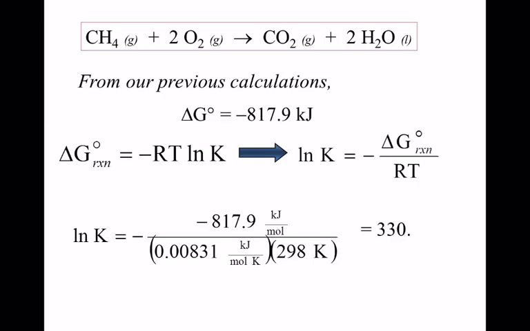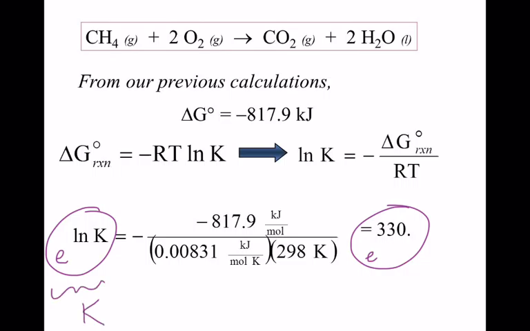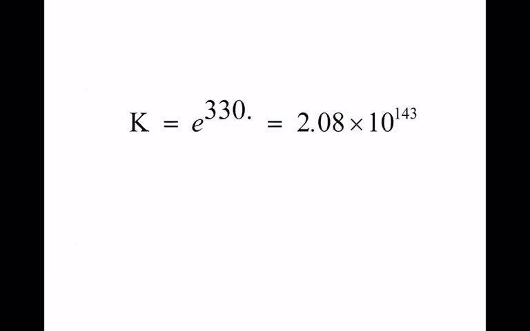So we're close. To get to K, you're going to see on the next slide, we're going to take e raised to the ln of K is equal to e raised to the 330th power. Of course, e to the ln of K is equal to K, so we get K is equal to e raised to the 330th power. So here we go. e raised to the 330th power, to three significant figures, you get 2.08 times 10 to the 143rd.